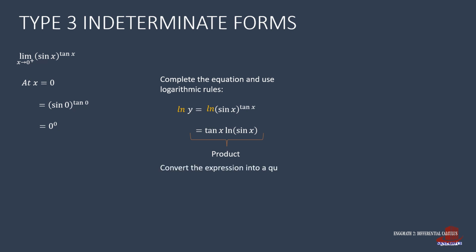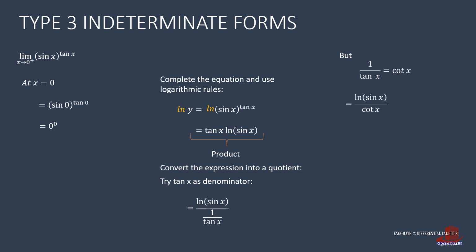We can then convert the expression into a quotient, and we transfer tangent of x into the denominator. That will make the expression ln of sine x over 1 over tangent x. From trigonometry, we know that the reciprocal of tangent is cotangent, so we can write the denominator as cotangent x. Now, we are ready to apply L'Hopital's rule.